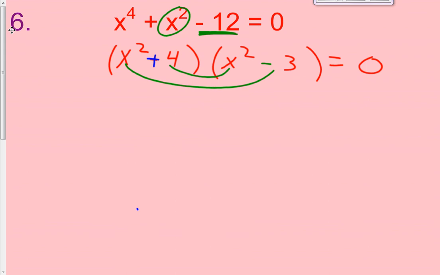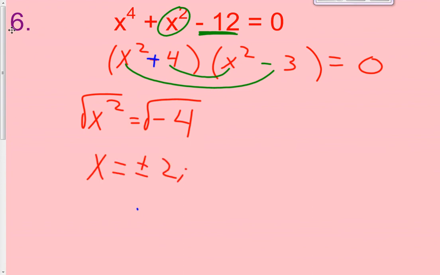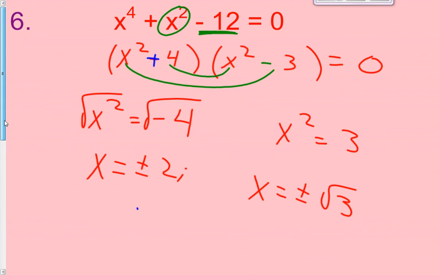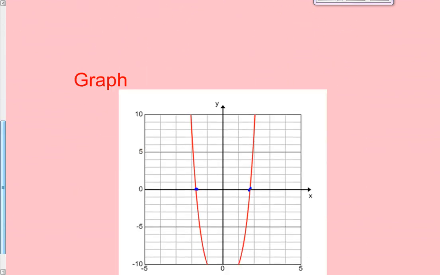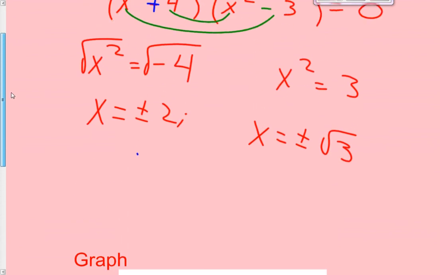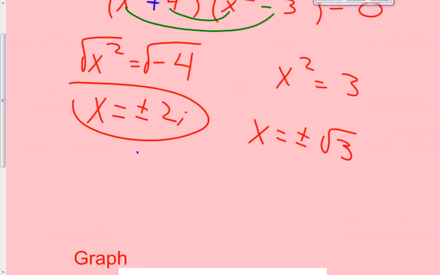Alright, so now instead we should have gotten x squared equals a negative 4. So when we square root both sides, x equals plus and minus 2i. And then we should have got x squared equals a positive 3, which means x equals plus and minus square root 3. There we are, and that's how we got our roots, the two real roots, to be right here, which those are the square root of 3 and the negative square root of 3. And then our two imaginary ones are 2i and a minus 2i.